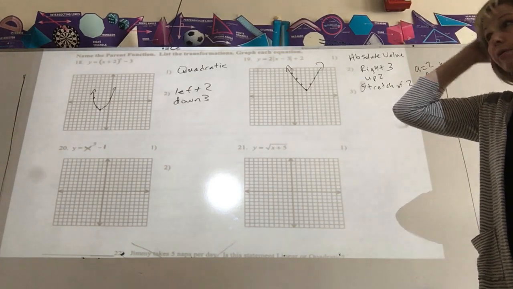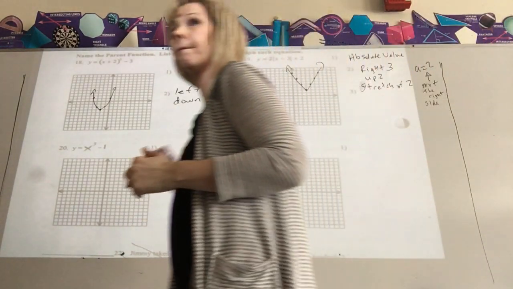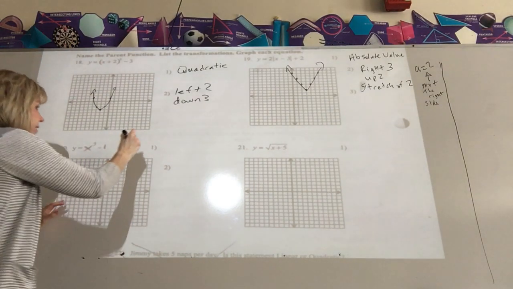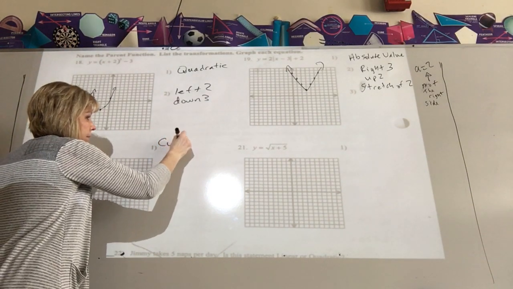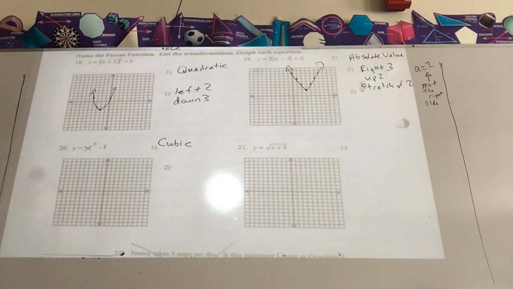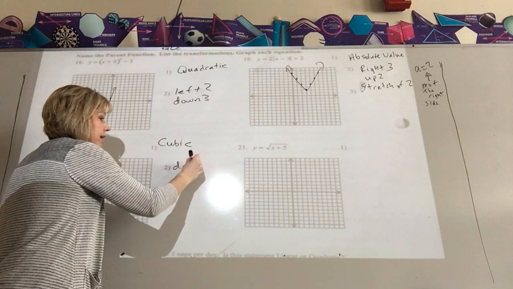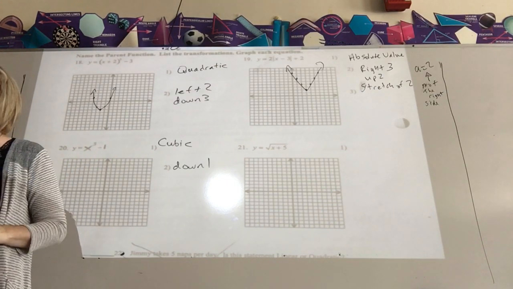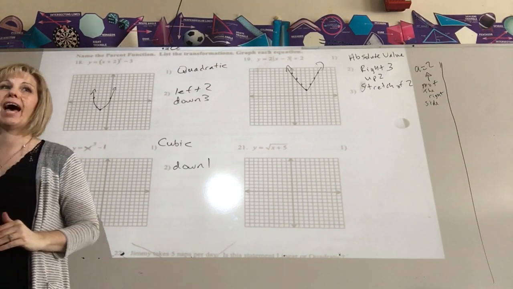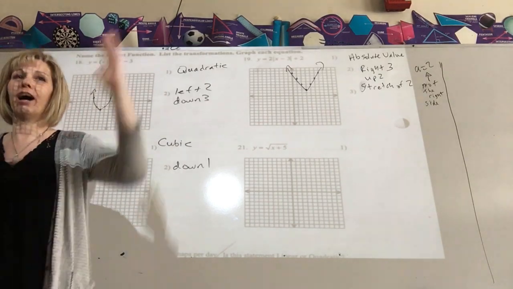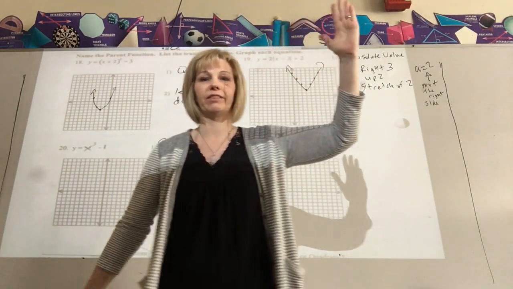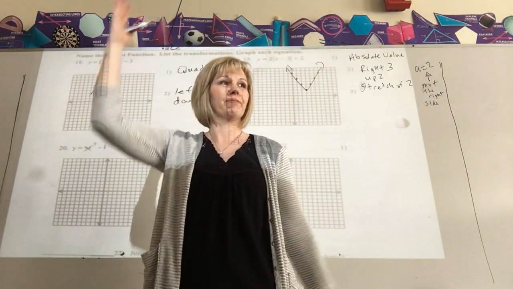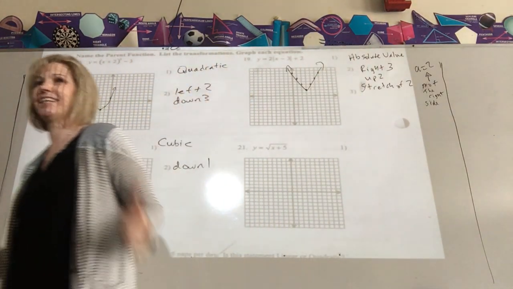Okay, so number 3, what function is this? Cubic. It is a cubic. And what's the only thing that this cubic is doing? Down 1, because it's not in parentheses. It's down 1. Cubic, okay, I want everyone to show me cubic. Long, long S. So we should be looking like this. You got the long S or this. Okay, all right, perfect. Good job.